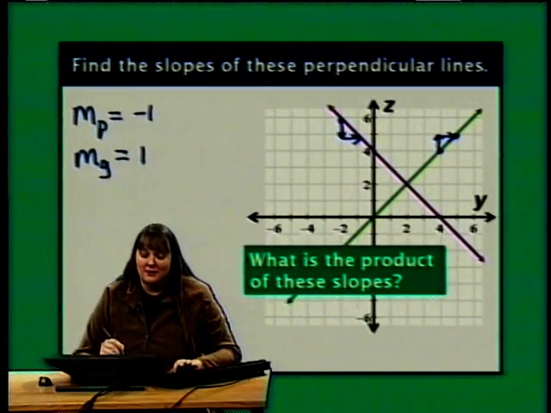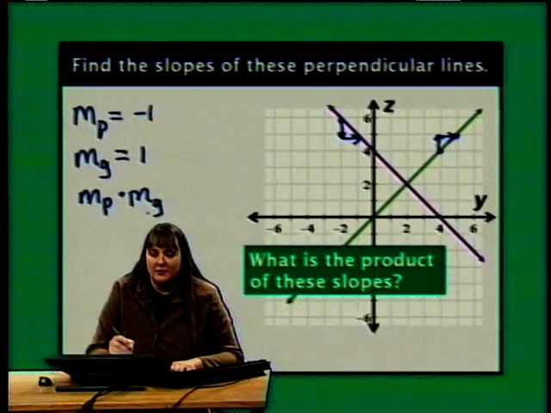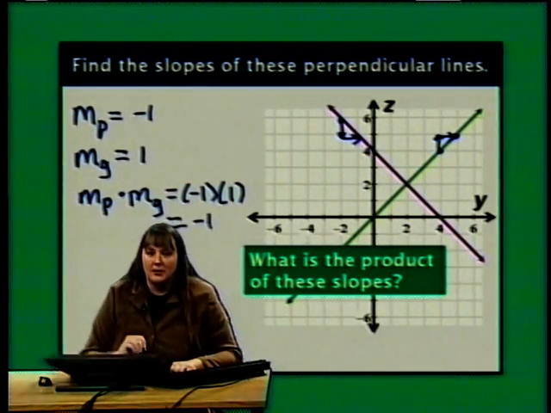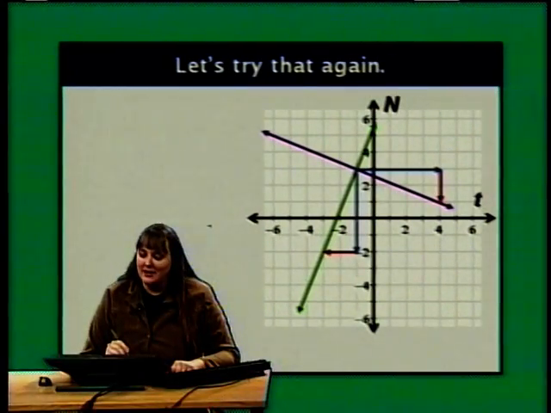What is the product of these two slopes? Well, if I take the slope of the purple line and multiply it by the slope of the green line, all that I'm multiplying is -1 times 1. And this is -1. Let's try that for another pair of lines.